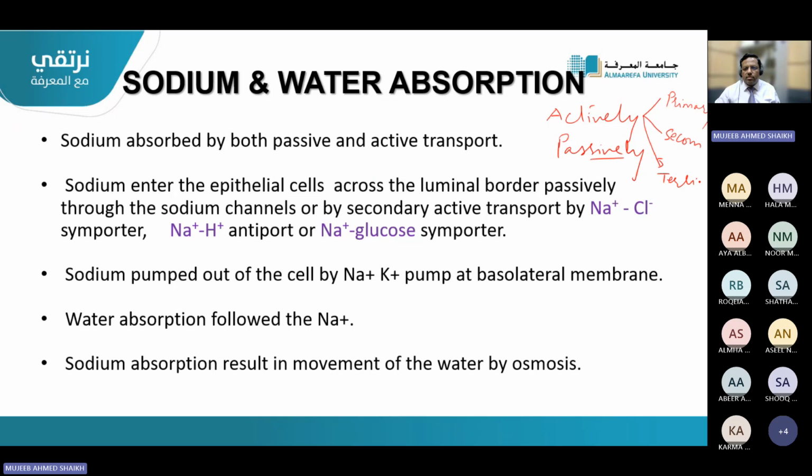Tertiary active transport. Primary, secondary, or tertiary. Give me an example of primary active transport. No idea. Which level are you in now? No idea about the example of primary active transport.